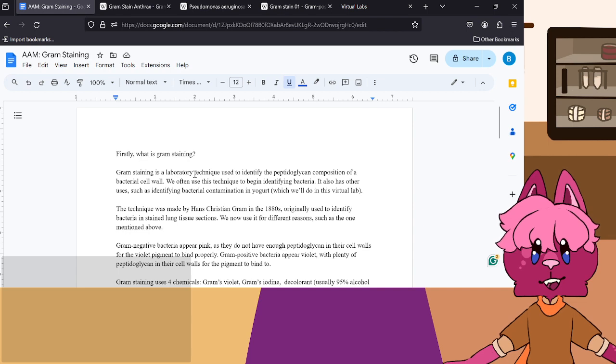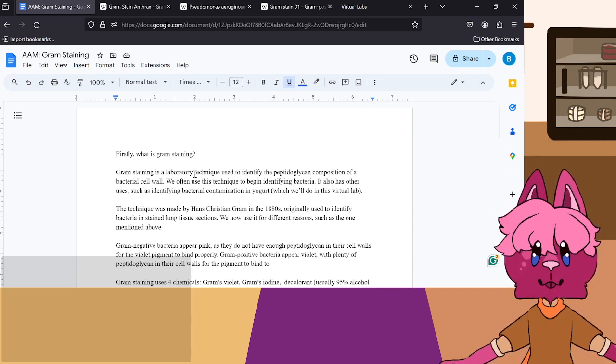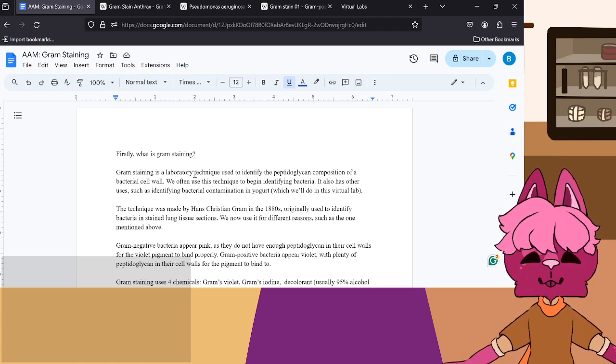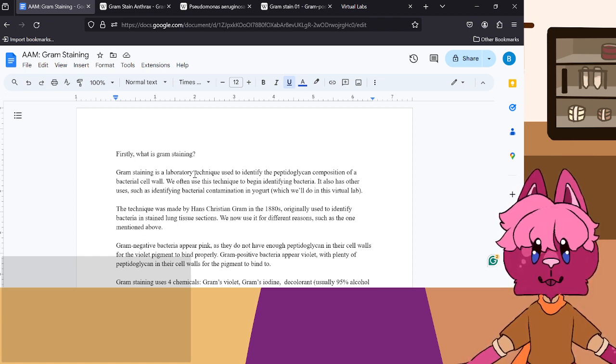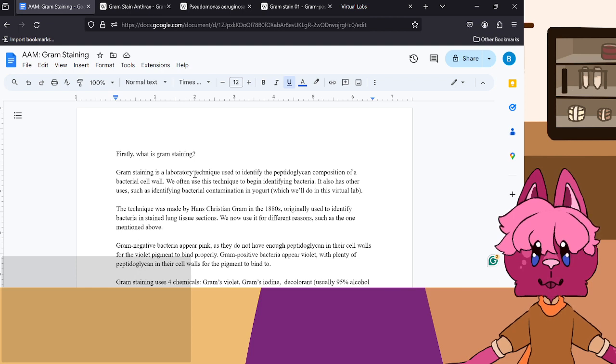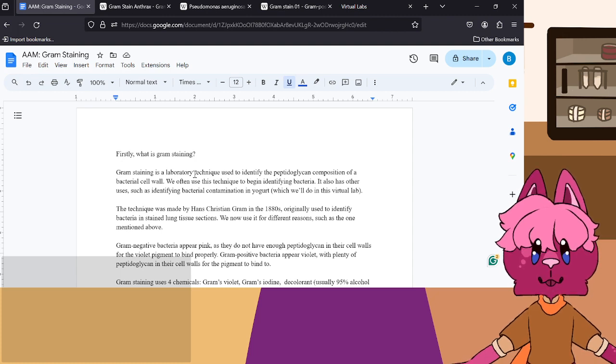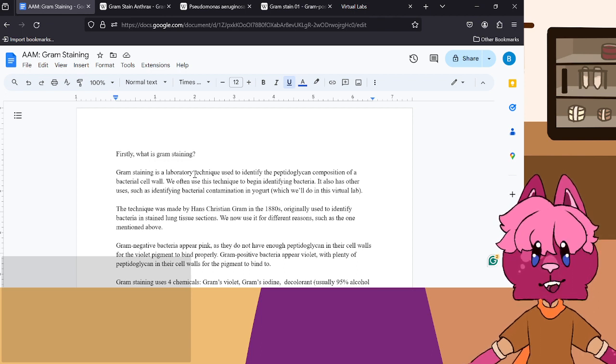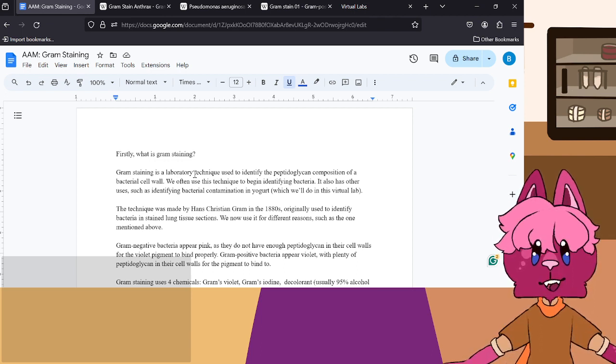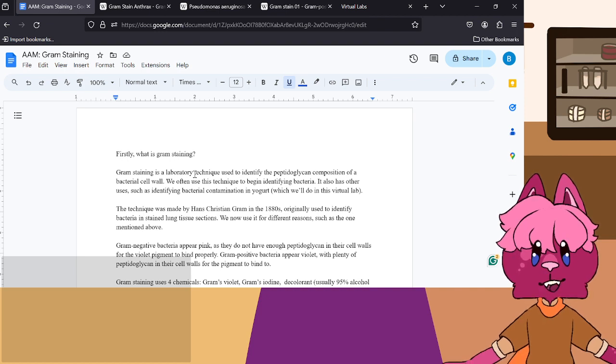So, welcome. Firstly, what is gram staining? Why should you care? This is going to come up a lot in the All About Bacteria series once we get there. Gram staining is a laboratory technique that is used to identify the peptidoglycan composition of a bacterial cell wall. We often use this technique as a beginning part to identify bacteria. It also has other uses, such as identifying bacterial contamination in food products, such as yogurt, which we'll do in the virtual lab. Don't worry, we'll get there.